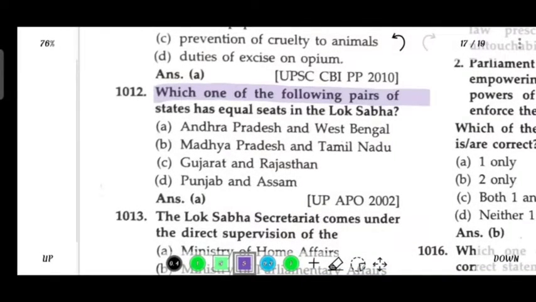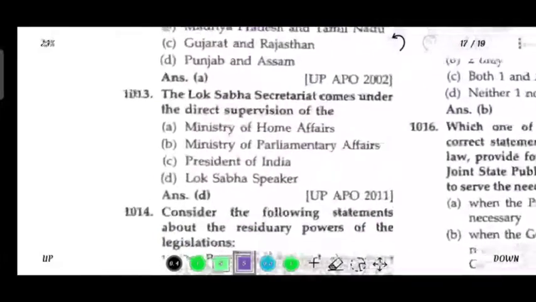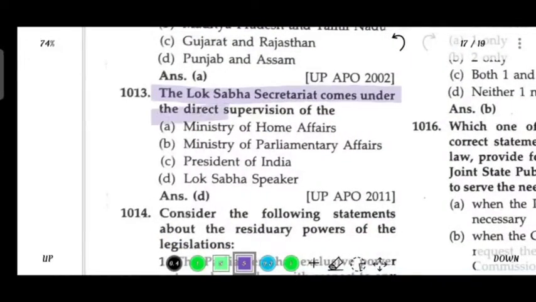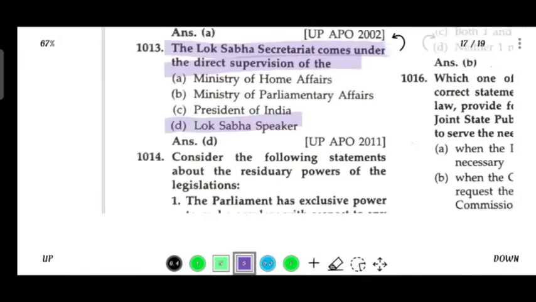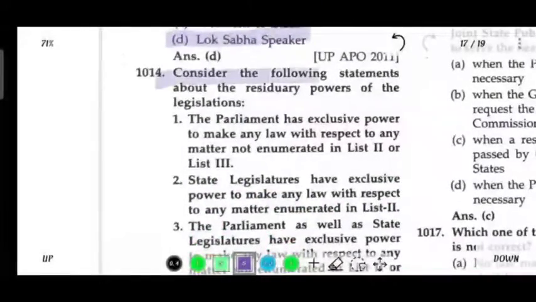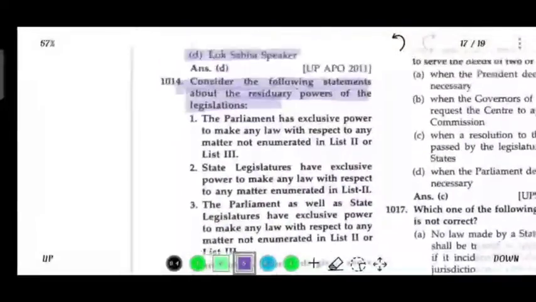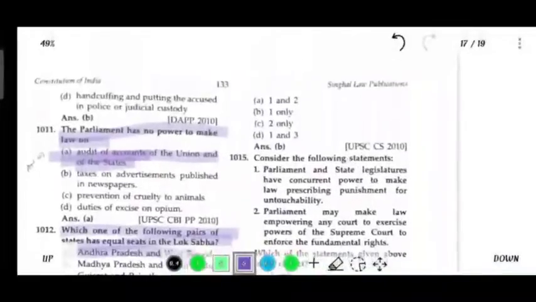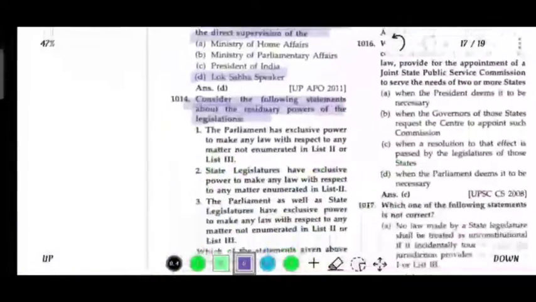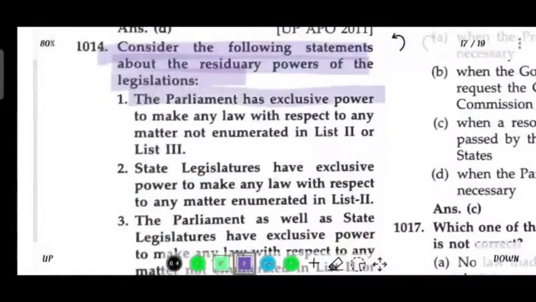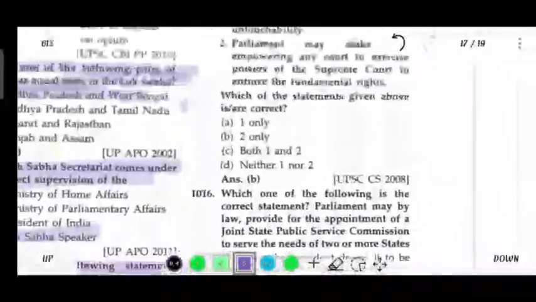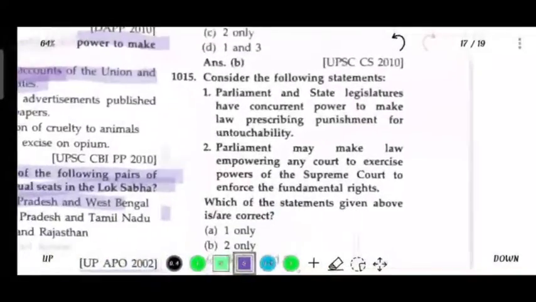Which one of the following pairs of states has an equal number of seats in the Lok Sabha? Andhra Pradesh and West Bengal. The Lok Sabha Secretariat comes under the direct supervision of the Lok Sabha Speaker. Consider the following statements on the residuary power of the legislature: Parliament has the exclusive power to make any law with respect to any matter not enumerated in List 1, List 2 and List 3.